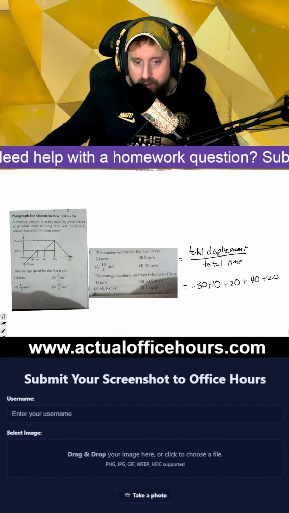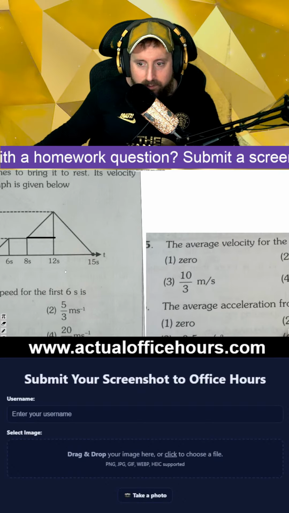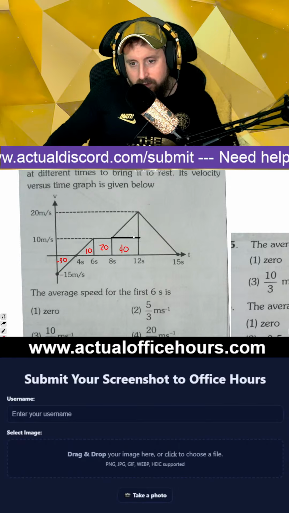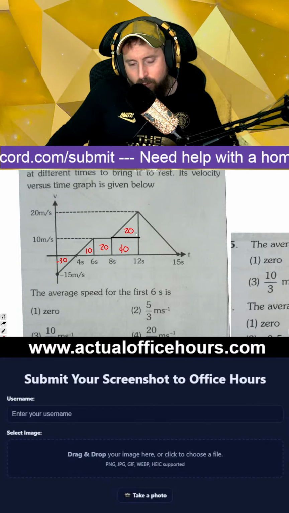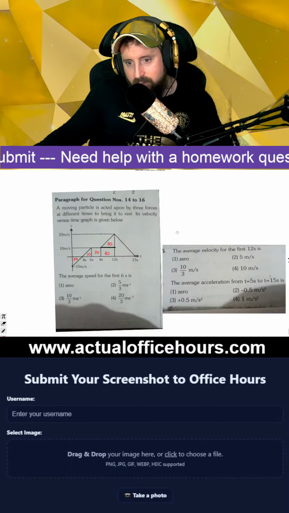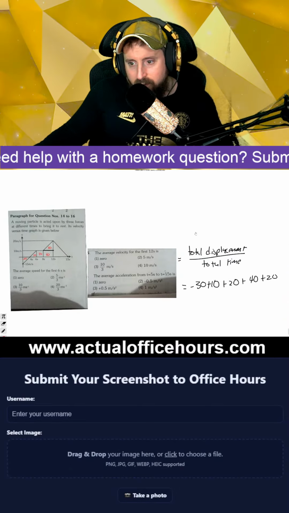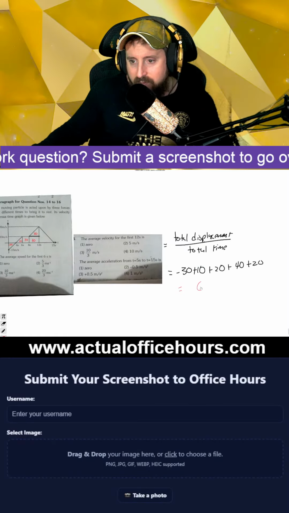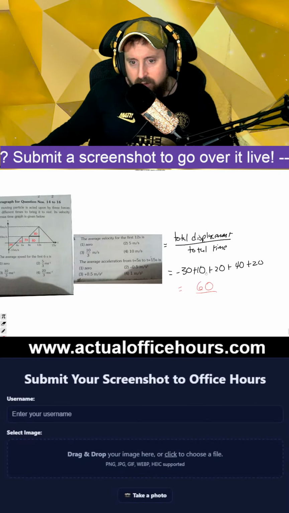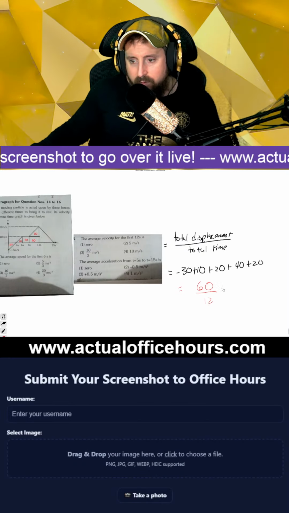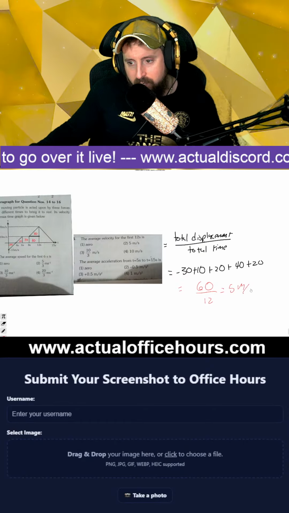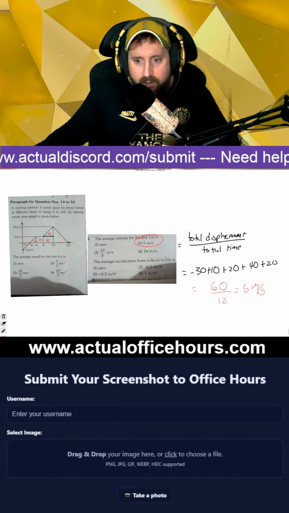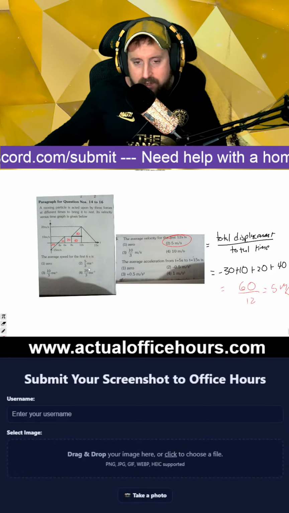So here, let me write down what all the areas are real quick. 40. And I think this is 20, right? 4 times 10, 40, yeah. Okay. So that ends up equaling, so that crosses out. So you get 60 over 12. And so that's going to equal 5 meters per second. That's that choice.